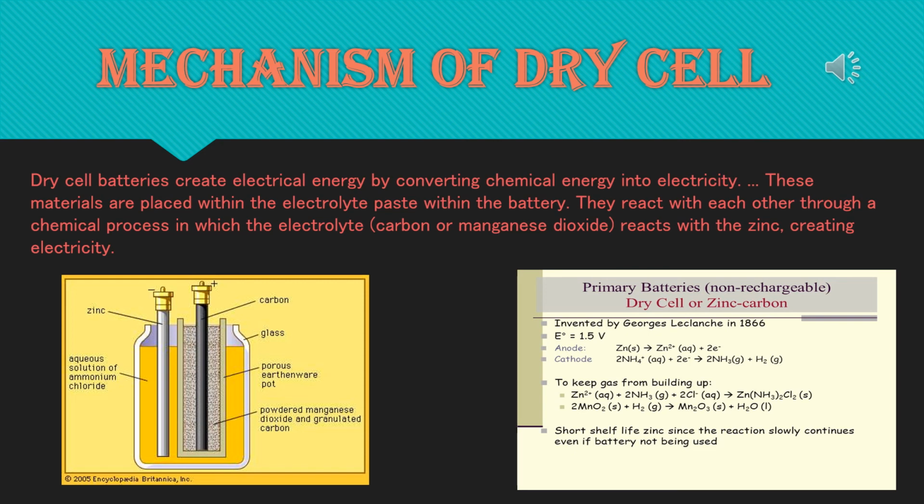Now see the diagram. The diagram is as in your book. Carbon rod is there, zinc rod is there, glass is there, porous earthenware pot is there, powdered manganese dioxide and granulated carbon mixture is there, and aqueous solution of ammonium chloride is also there. You have to draw this diagram either from your book or from this slide. You have to draw this in the exam also, and the simple voltaic cell also you have to draw in the exam, according to the marks.